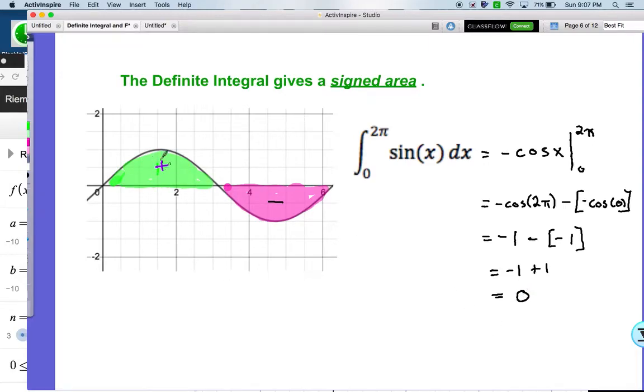Because all of this positive area in this first one counteracts all the negative area in the second one, and it actually goes to 0. So if you see answers or problems that have negative area, that just means more of the curve was below the x-axis during that time. And we'll talk in another lesson about what if I actually wanted to know what is this area plus this area.